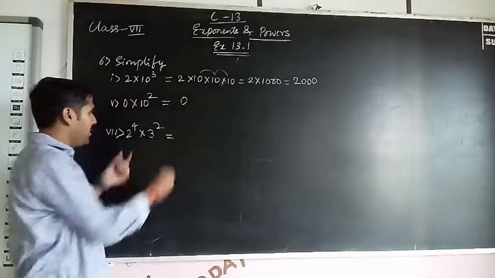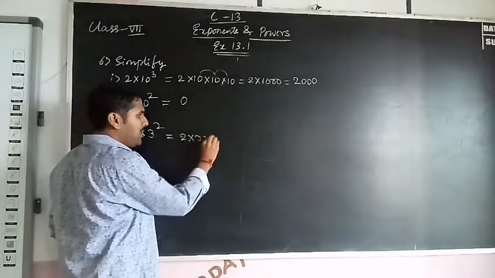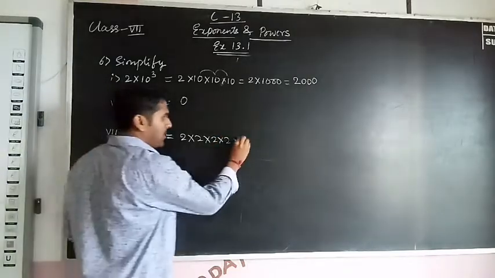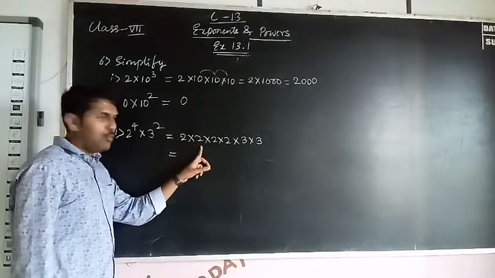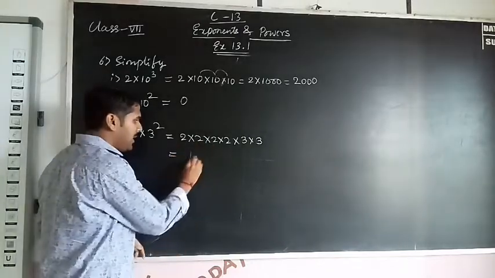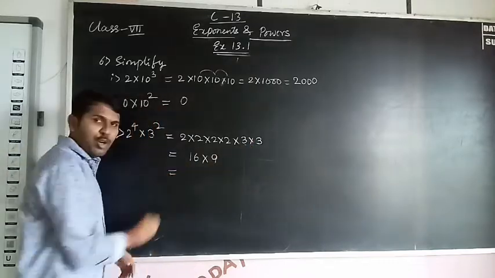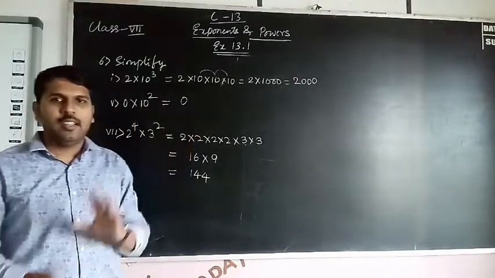Next, so solve this one. 2 raised to 4 means multiply it how many times? 4 times. Next again multiplication, 3 how many times? 2 times. So 2 2s are 4, 4 2s are 8, 8 2s are 16, into 3 3s are 9. 16 9s are how much? 144. Okay, this is the simplification. Just multiply, you will get the answers.